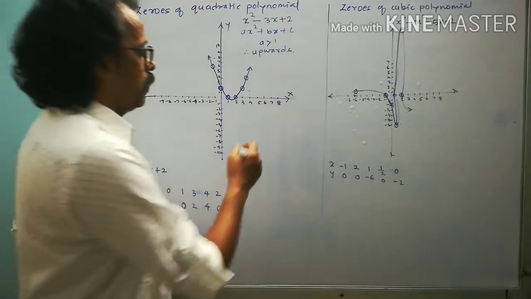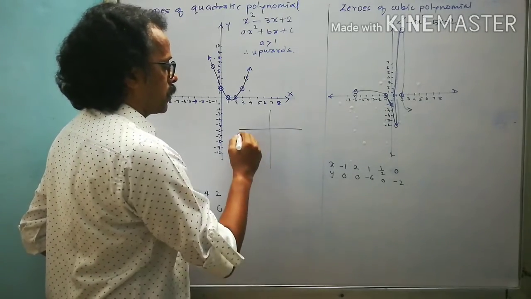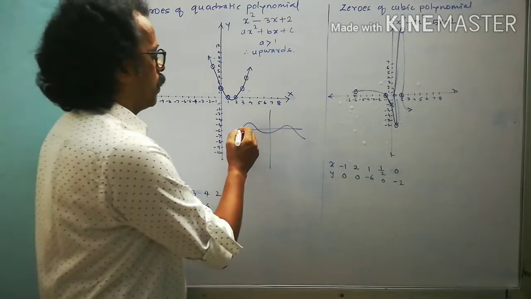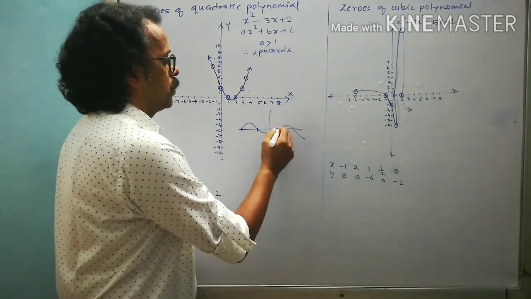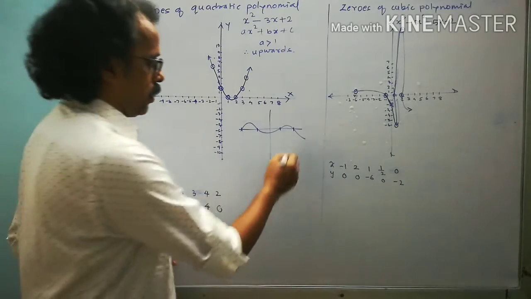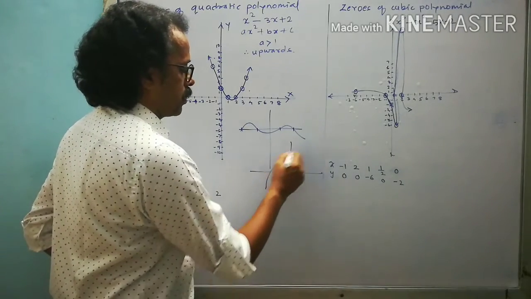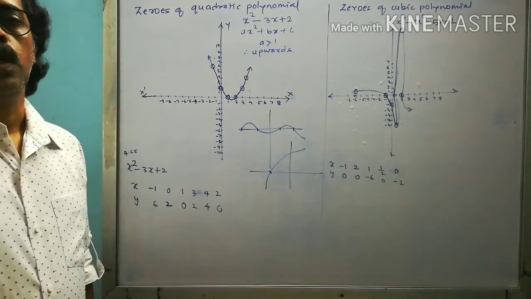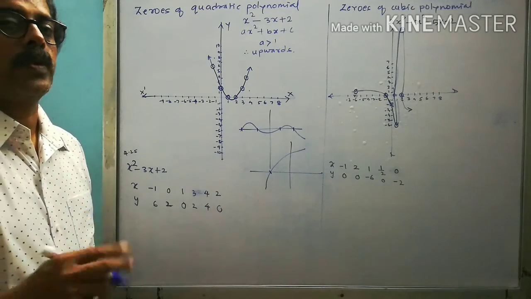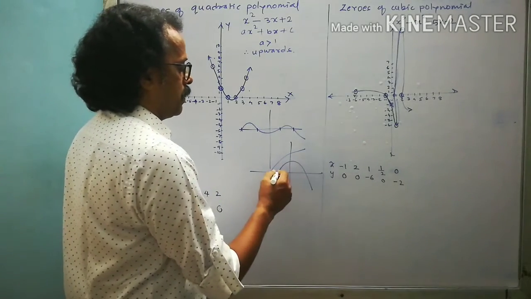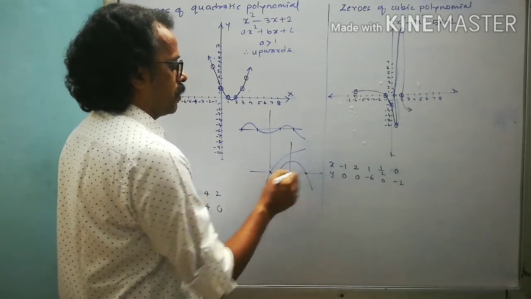Suppose I give the graph like this and ask you how many roots it has. Where it cuts: 1, 2, 3, 4. So it will have how many roots? 4 roots. Suppose I give the graph like this, it will cut only once. So what can we say about the root? It has only one root. Though it is a quadratic, it might have one root. Likewise, suppose it is like this, obviously it will have two roots.